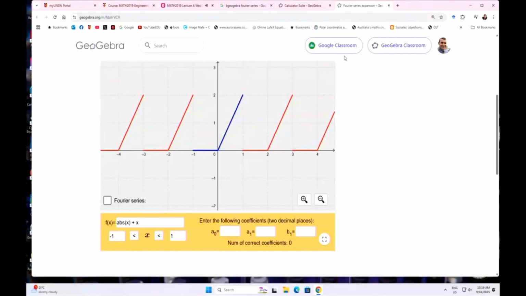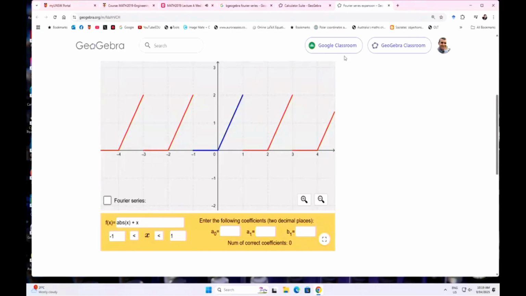Yeah, it's a good question. So the question is, if you have two functions and they sum to make a new function, and you want the Fourier series of the new function, can you just take the Fourier series of the parts and then add it together? Yes.